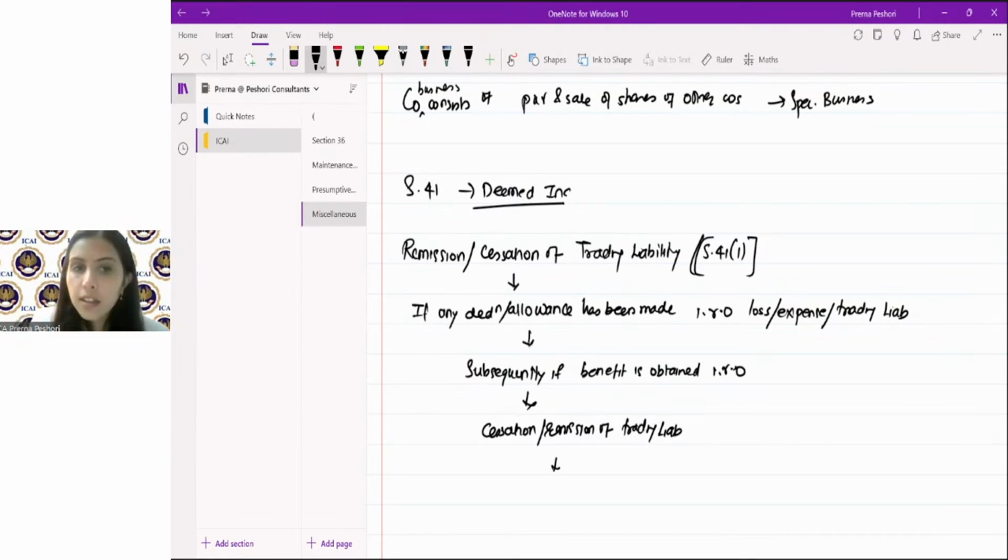then the benefit or value of benefit is deemed as income of the previous year in which the benefit is obtained. Right? The only condition is that the expenditure should have been claimed as a deduction.